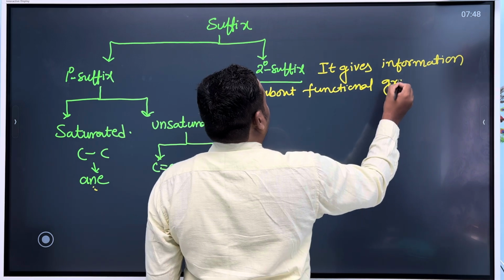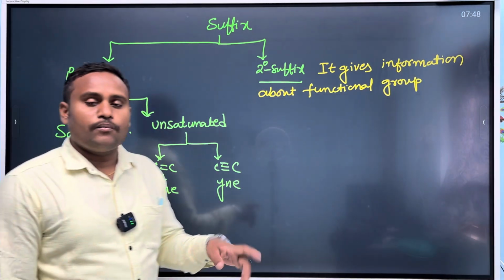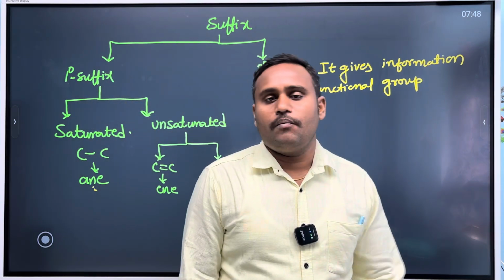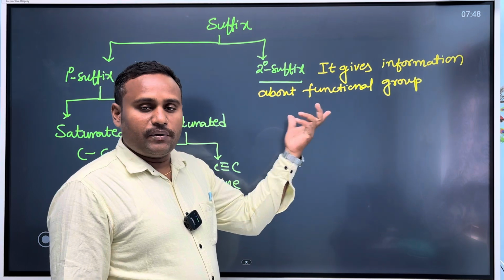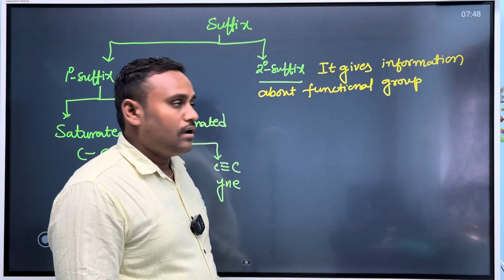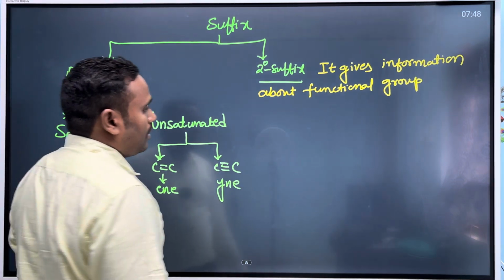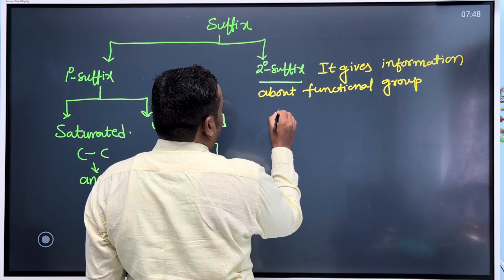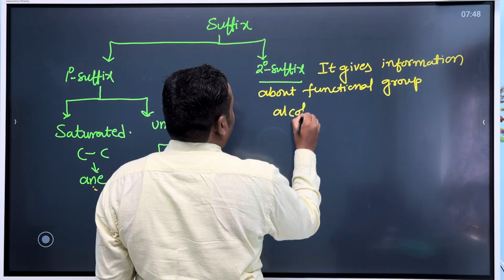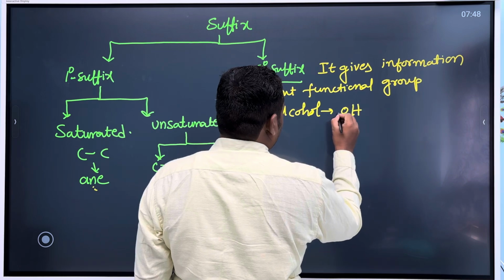About functional group. So here, what does functional group mean? The most reactive part of the organic compound is called the functional group, or the chemical properties depend only on the atom or group of atoms, so that is called functional group. Okay, we have different types of functional groups. For example, alcohol is a functional group, represented with OH.